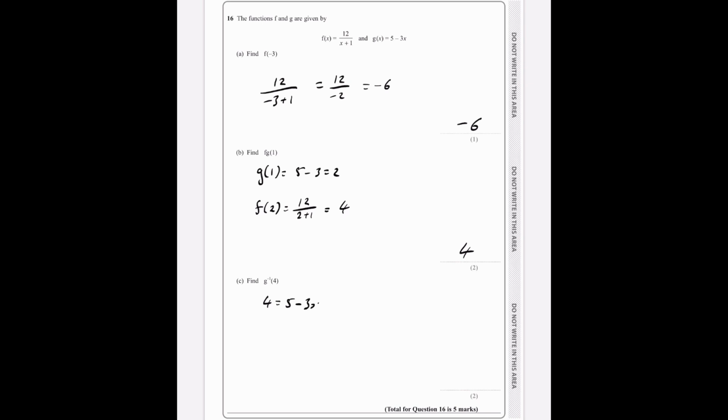g inverse of 4, if we equate g to 4 and solve it, we can find the value of x. I've added 3x to both sides, subtract 4 from both sides, divide by 3, so that is a third. x is a third.